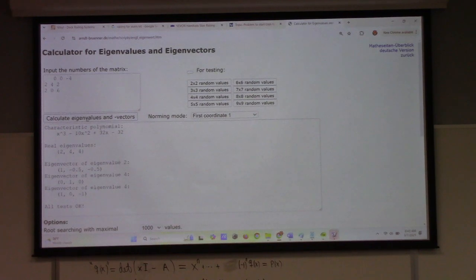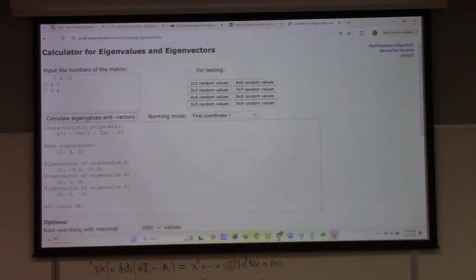Uh-oh. Eigenvector of eigenvalue 2: 1, minus 5, minus 5. Does that comport with what's in the notes? See here, if we took this and divided by minus 2, what do we get? If you take the one I wrote and divide this vector by minus 2, we get 1, minus a half, minus a half.